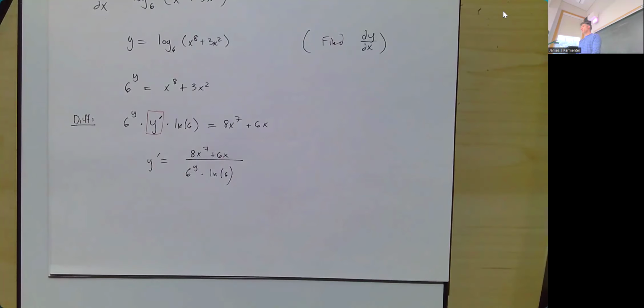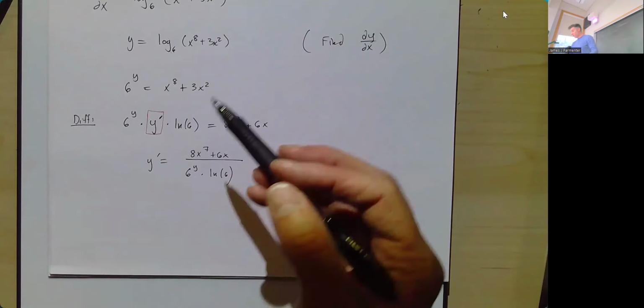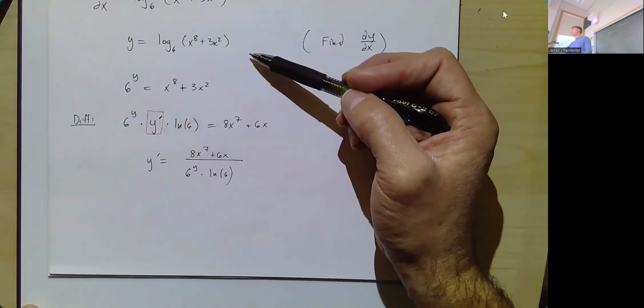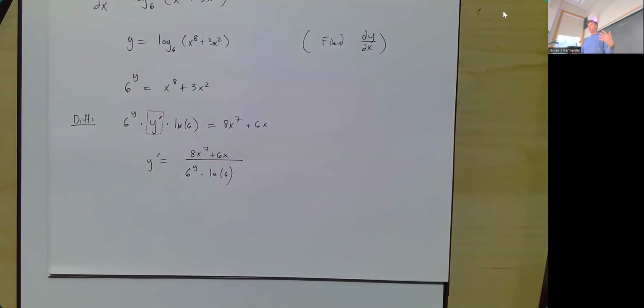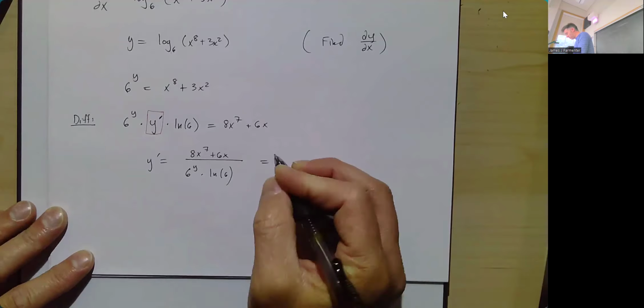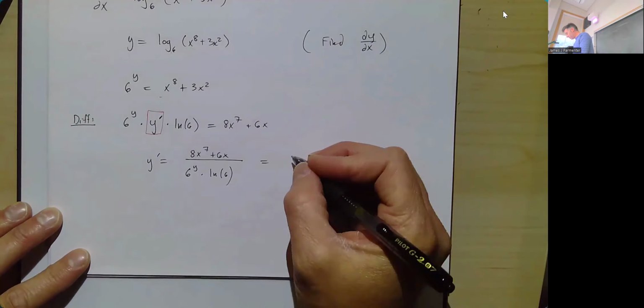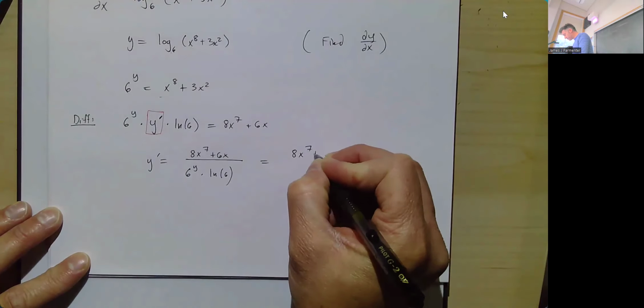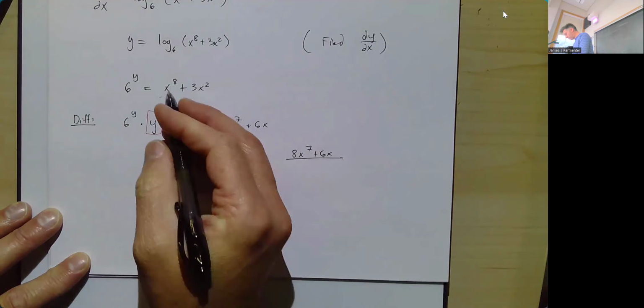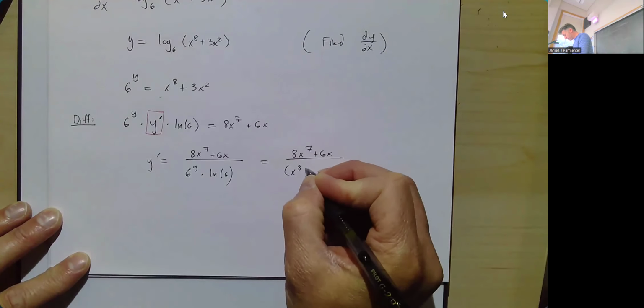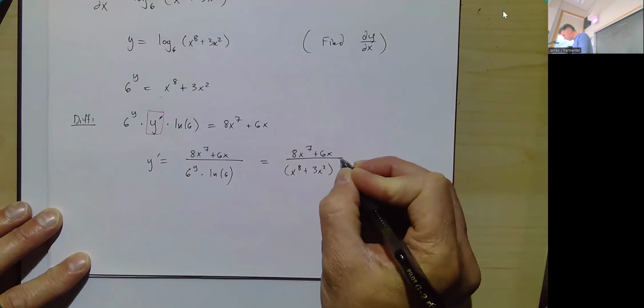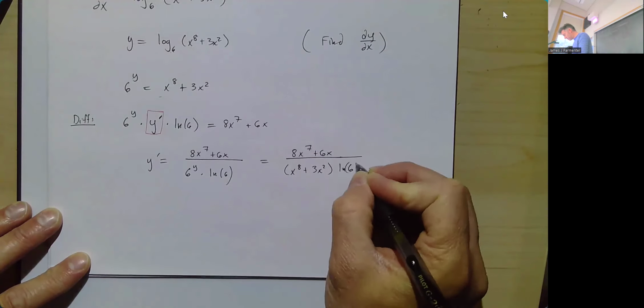I would really prefer that my answer didn't have any y's in it. We would always prefer that, especially if you're starting off with y as a function of x. That usually means we should be able to write our answer for the derivative as a function of x without having any y's in it. And we can. Look, 6 to the y is equal to x to the 8th plus 3x squared. So I'm just going to replace the 6 to the y with what it's equal to, which is x to the 8th plus 3x squared. And then that natural log of 6 is still in the denominator.